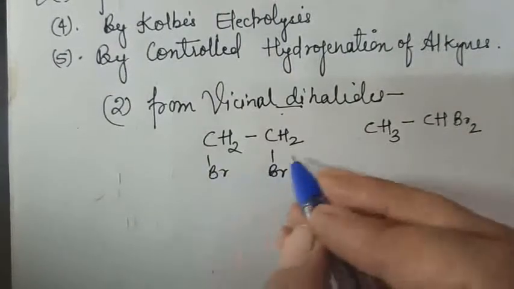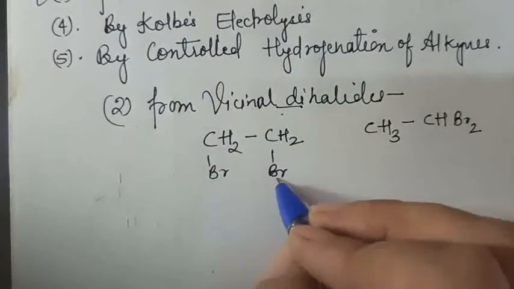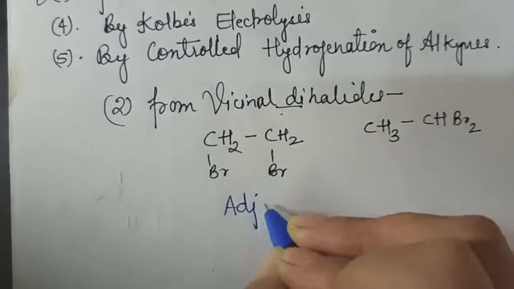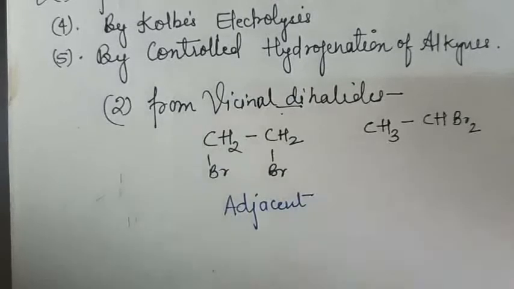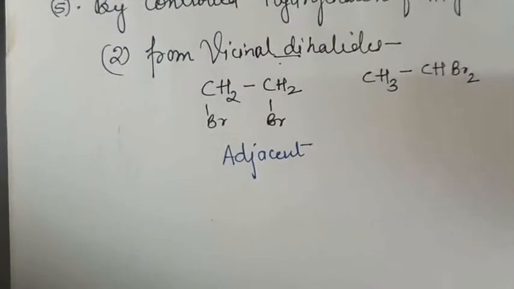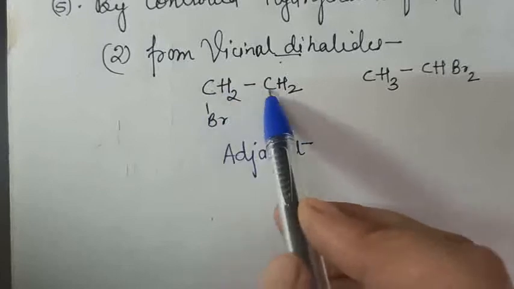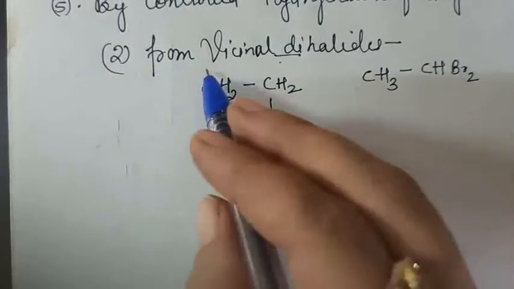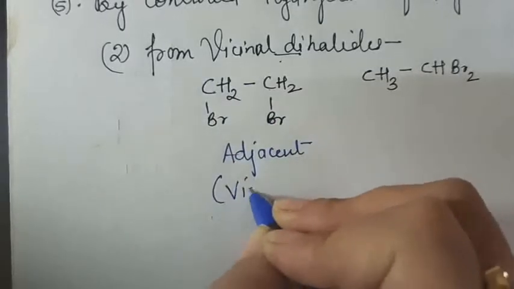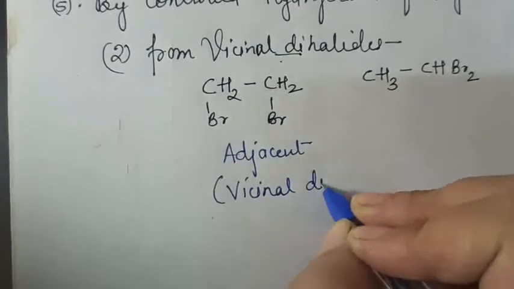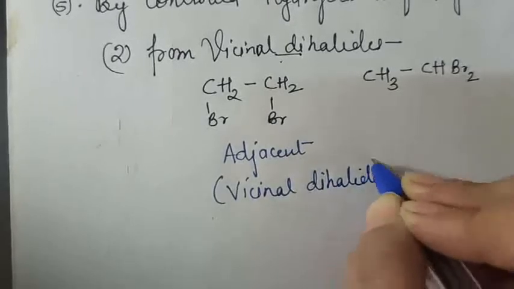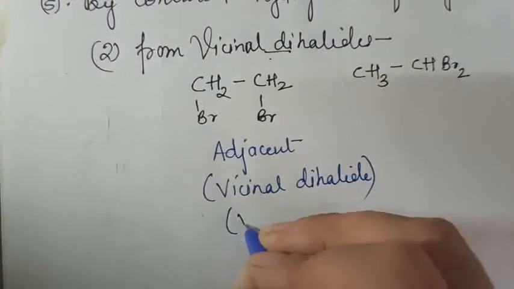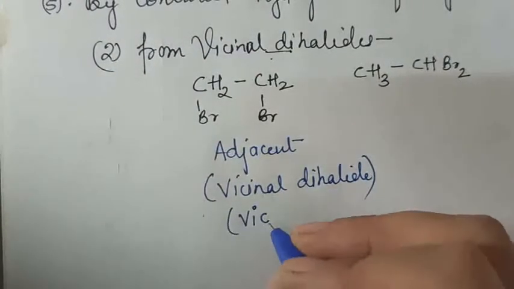So when this is the situation that halogens are two and are present on adjacent carbon, this is called adjacent presence of halogens. Adjacent मतलब आजू बाजू में. So ये आजू बाजू के कार्बन हैं and they are bearing two halogens. So this is adjacent position and this is only called vicinal dihalide. Means when halogens are present like this, the arrangement is called vicinal dihalide. And in short, it is written as VIC.